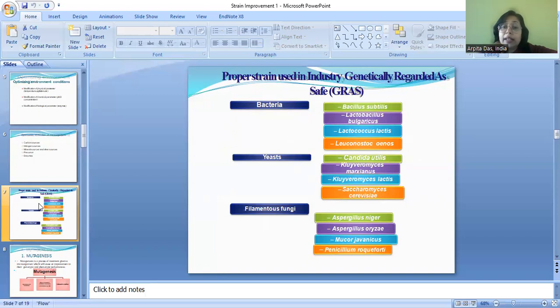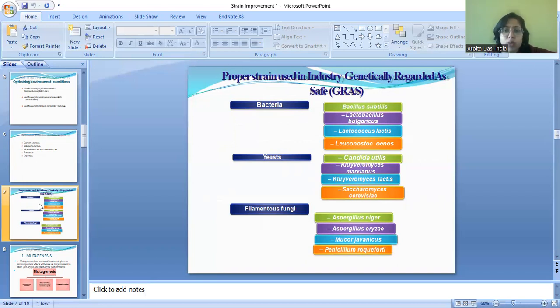Different yeasts like Candida utilis, Kluyveromyces. So those microorganisms, certain groups of Saccharomyces cerevisiae, these yeasts are genetically modified to get the highest amount of yield. So these microorganisms are also being utilized. Certain fungi like Aspergillus niger, Aspergillus oryzae, certain Mucor, Penicillium roqueforti for cheese production.